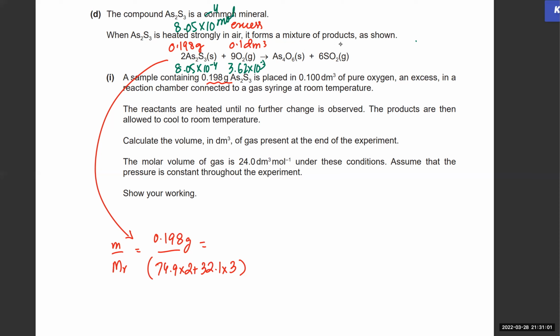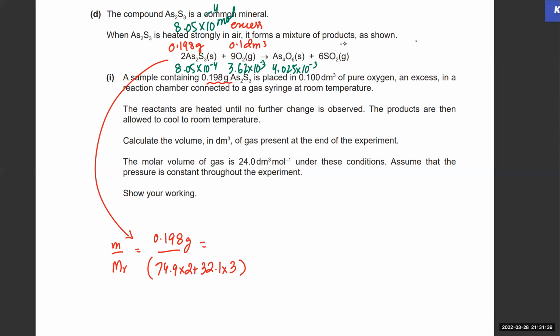What about the next one? 8.05 divided by 2 into 1. So basically it's just divided by 2. What do you get? 0.025 times 10 power minus 3.